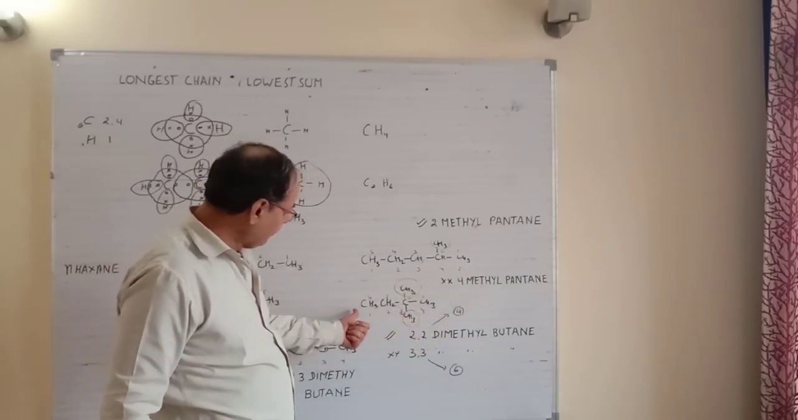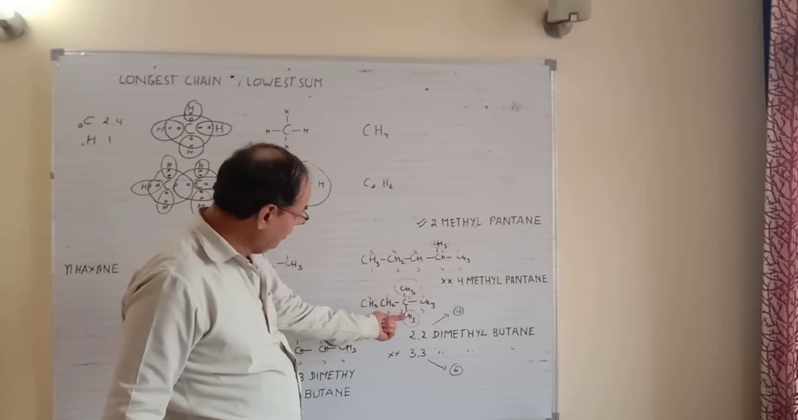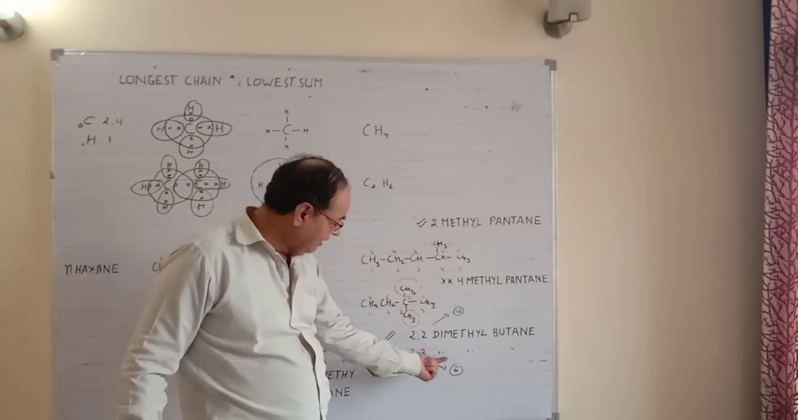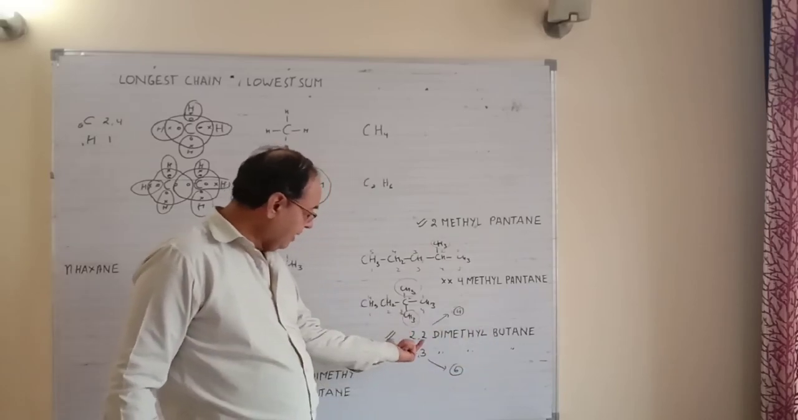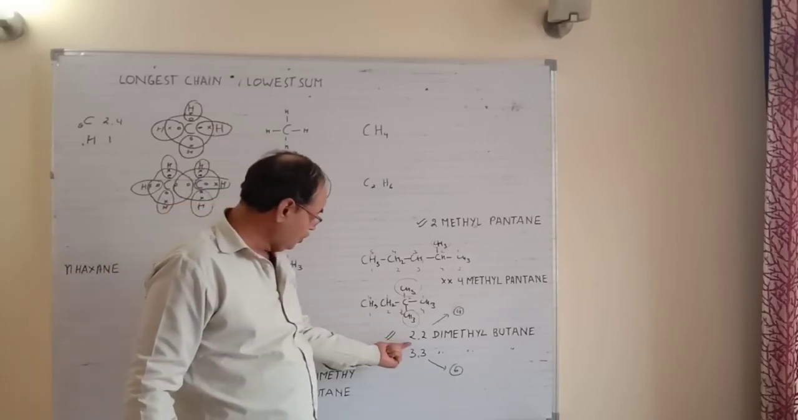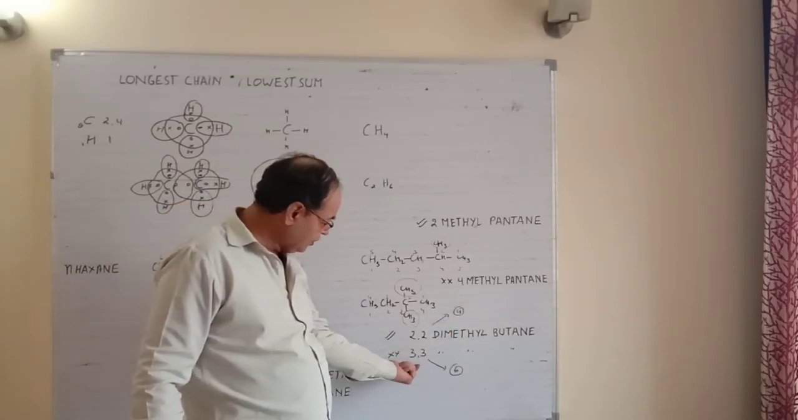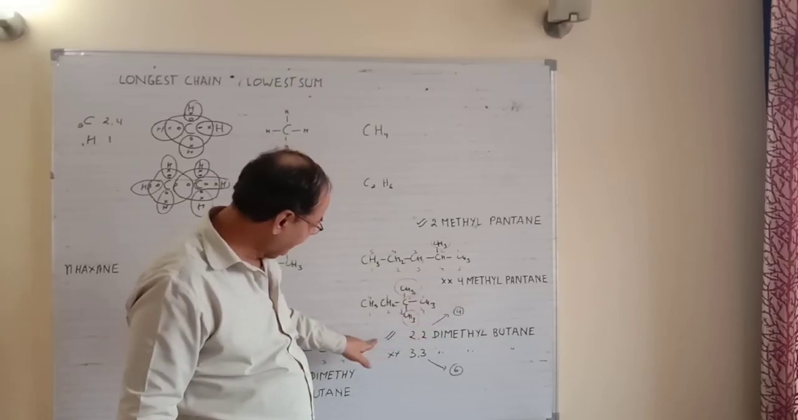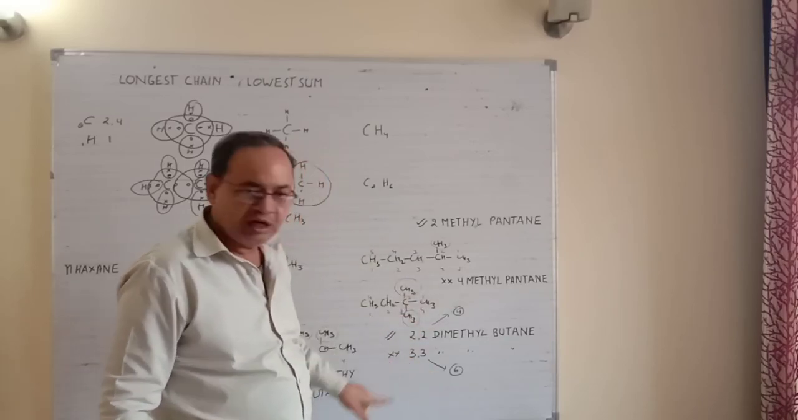If you start from this end, it gives you both methyls at the third position. So this is 3,3-dimethylbutane. But here we got the lowest sum. The sum of these two is 4, while the sum of these two is 6. So your 2,2 with the lowest number is the right answer, while the greater number is the wrong answer.